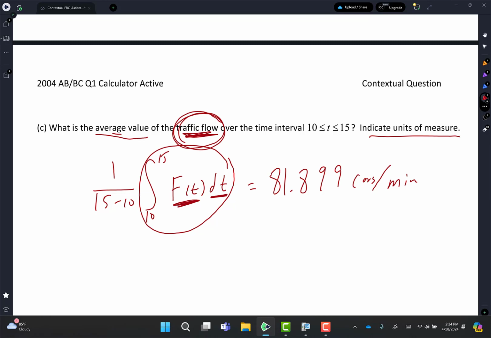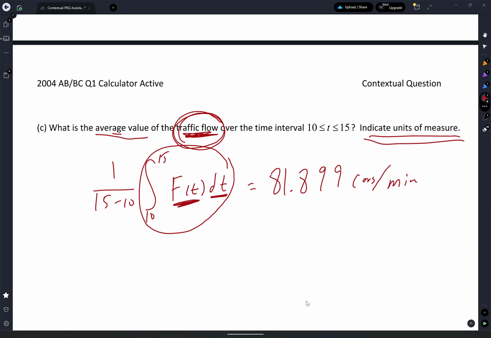If you get 81.899 but you put the wrong units, what happens? Well, if it tells you to indicate units of measure, it's probably tied to a point. Would units be its own point? It depends. It's probably a 2-pointer, and if you don't put the units, you probably lost a point. So it'd likely be a point for setting up and maybe a point for the answer with units. We'll look at the rubric together, guys. Are we cool with letter C?